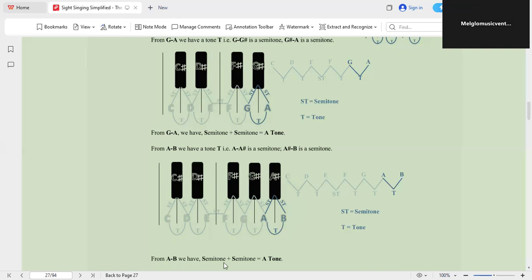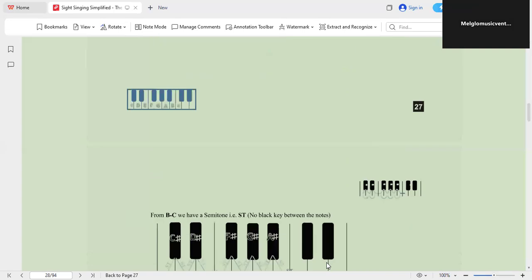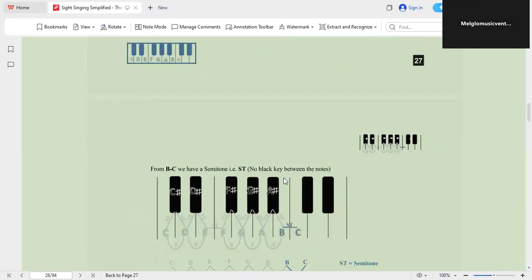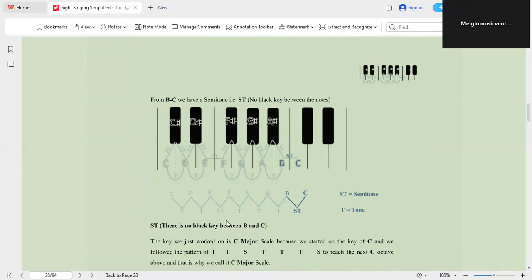So from A to B, we have semitone plus semitone equals a tone, and that is what we represented here. A to B is a tone. What we need next now is the final semitone from our major scale pattern, which is tone, tone, semitone, tone, tone, tone, semitone. Now, from B to C, there is no black key in between them. So we have a semitone from B to C. And so this is the scale of C major.